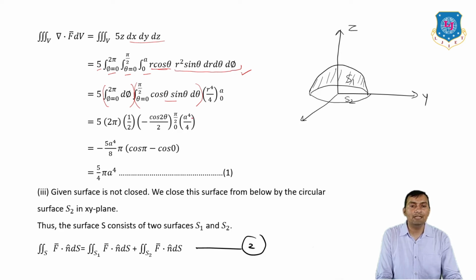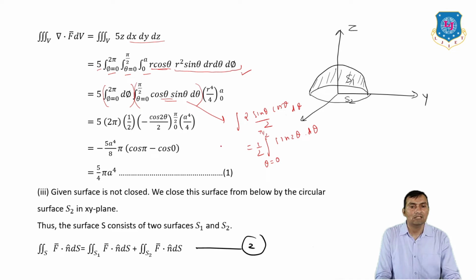Substituting upper limit and lower limit, a raised to 4 divided by 4. Again, you can do this integration, that is minus cos 2 theta divided by 2, because in that case you have to take the 2 sin theta into cos theta and again divide by 2. But this is sin 2 theta, and 1 by 2 is outside of this integration, and theta is from 0 to pi by 2.